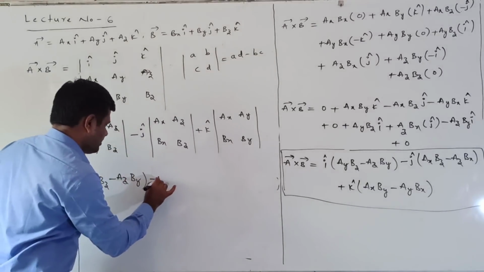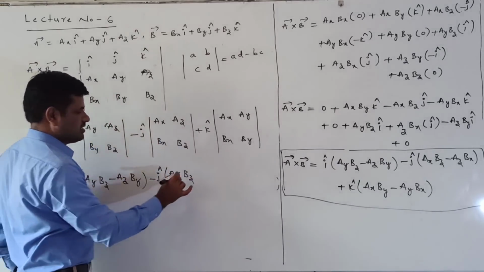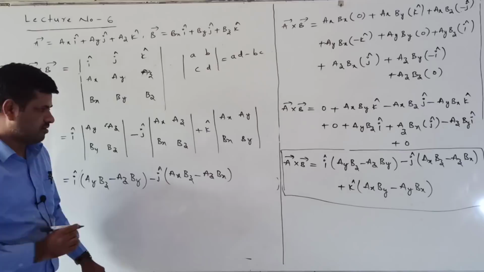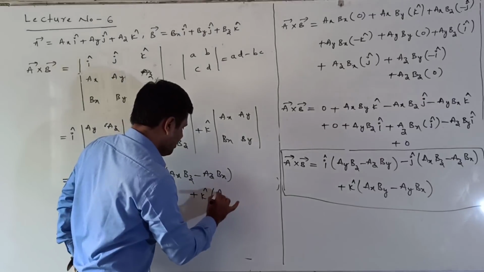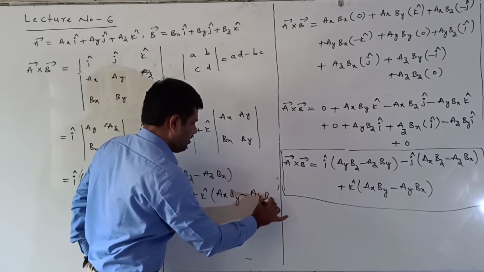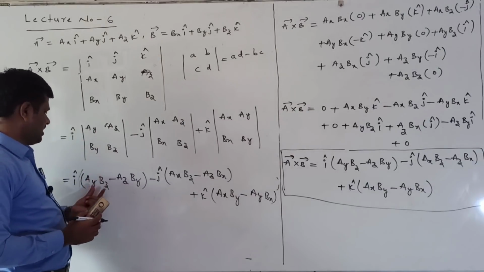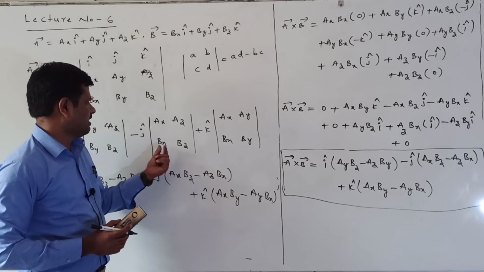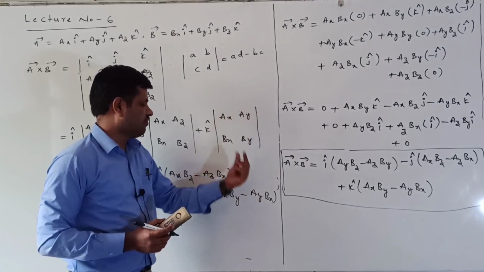Clear? Here minus j cap into AX, BZ minus of AZ, BX, plus k cap into what is here? AX, BY minus of AY, BX. Now this is i cap into AY, BZ minus of AZ, BY. Here minus j cap into AX, BZ minus of AZ, BX. Next, what is there? k cap into AX, BY minus of AY, BX.